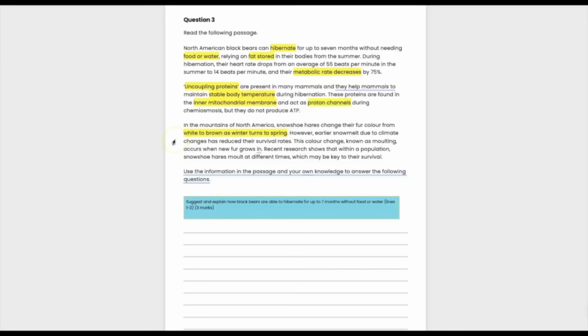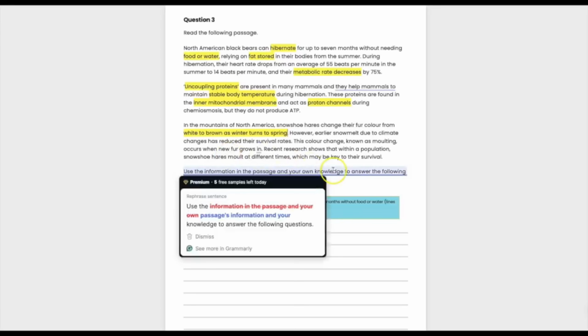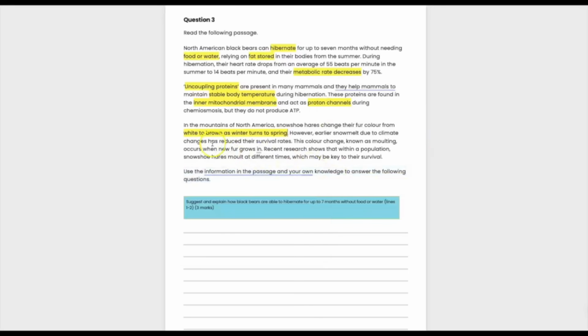So yeah, again, I definitely link this to natural selection, which, yes, is a paper 1 topic, but speciation is paper 2. So it might be more linked to speciation. This colour change, known as molting, occurs when new fur grows in. Recent research shows that within a population, snowshoe hares molt at different times, which may be key to their survival. So if they molt at different times, key to their survival, I think that's adaptation, natural selection, maybe speciation. Use the information in the passage, so you always have that sentence.